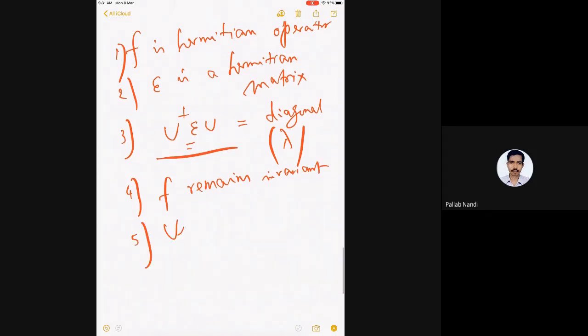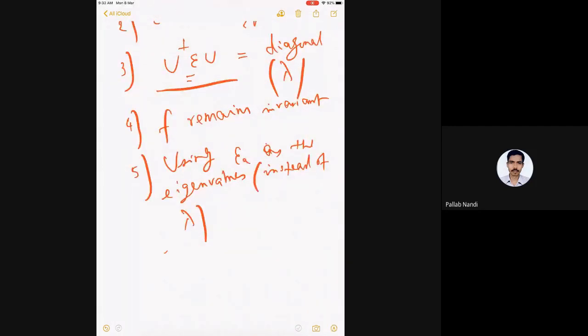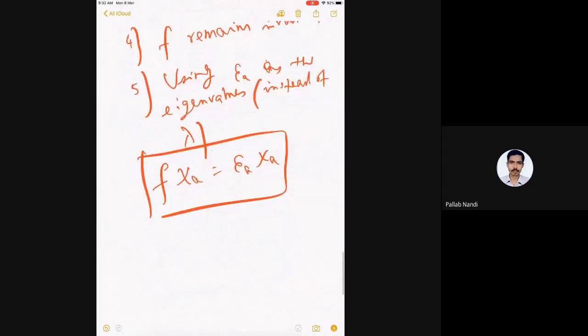Then using epsilon a as the eigenvalues, so instead of lambda, I wrote lambda just there to show that they're different, but I can now replace it. I reach a canonical equation, which is F chi a equal to epsilon a chi a. Right? So this now becomes the canonical Hartree-Fock equation because it's an eigenvalue equation, and this is easy to understand.